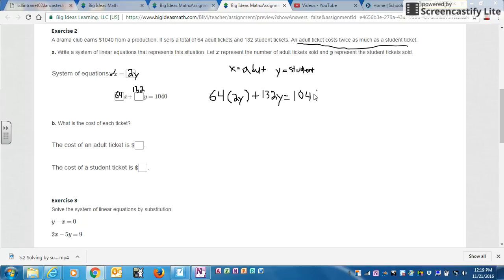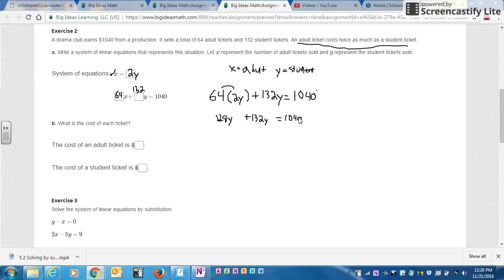Okay. Now I need to distribute is my first thing that I need to do to solve this. So that's 128y. And don't be intimidated by these bigger numbers. You solve it just the way you would with single digit numbers. So 128y plus 132y equals 1040.